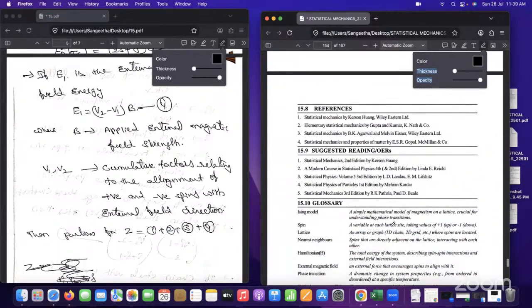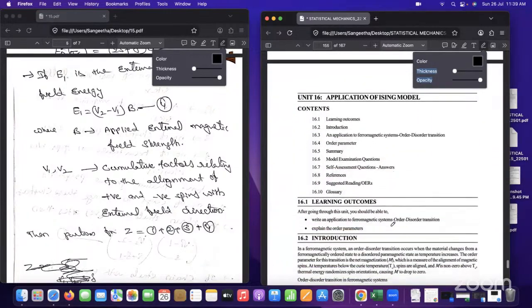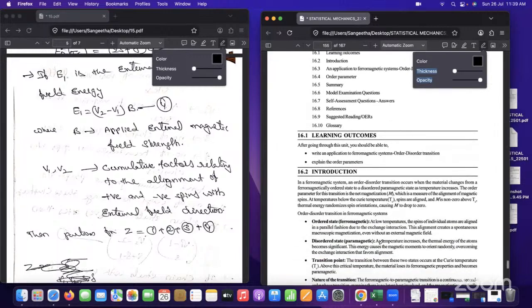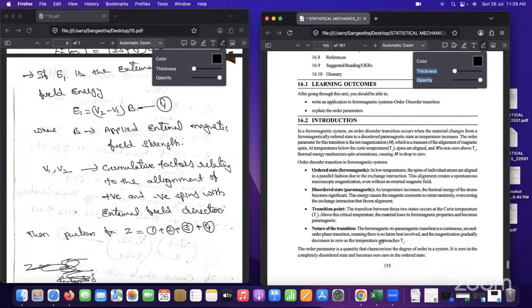నెక్స్ట్ we will see applications of Ising model in unit block 4. Here we have only 2 topics. What are the 2 topics we have? Application of ferromagnetic system. What is ordered system? What is disordered system? Next, what is order parameter? And మనకి ఇందులో only 2 topics ఉన్నాయి. ఇవి చూద్దాం. ఫస్ట్ ఆర్డర్ పారామీటర్, డిజార్డర్ పారామీటర్.